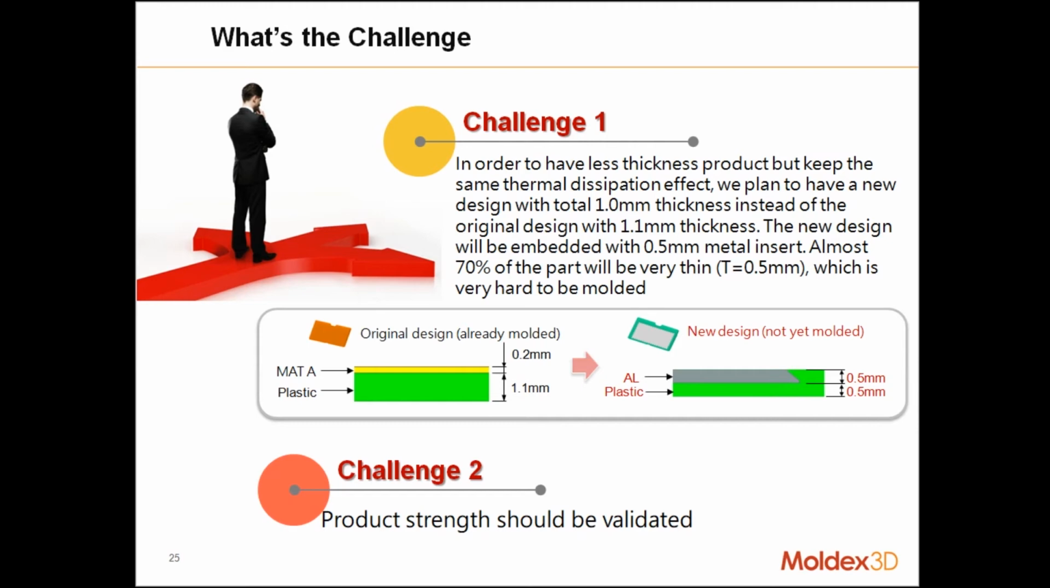So you can find that around 70% of the part will be very thin, equal to 0.5 mm, which is very difficult to mold. And how the design can be successfully molded is the first challenge. In the original story, they overcame the short shot effect and improved the pressure drop and the final warpage. But this is not today's main topic. We should focus more on the second challenge, which is how the part strength can be validated.